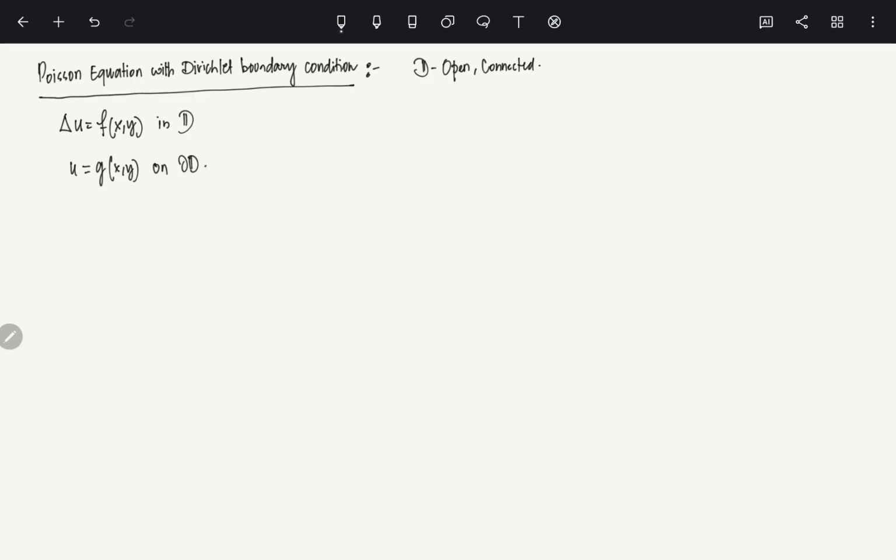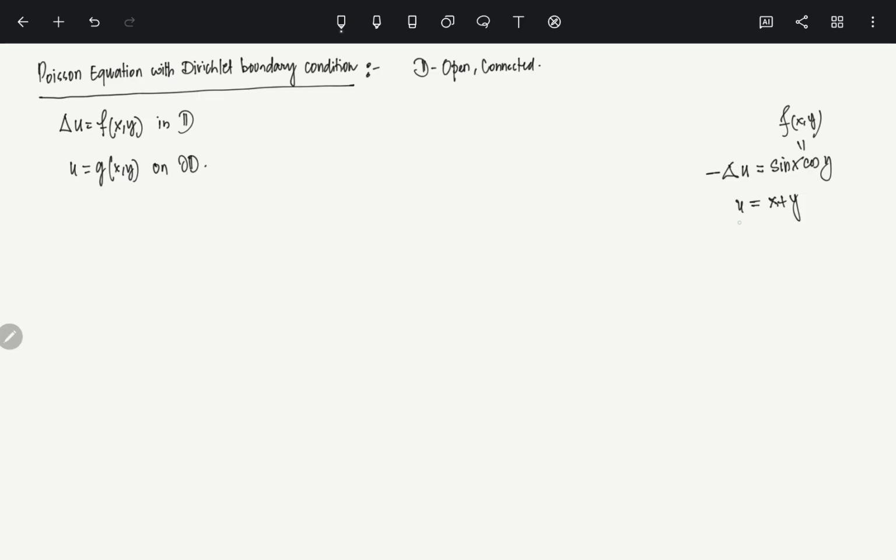As an example, let's understand this. Let's say I give you this problem: Laplacian of u equals something, let's say sine of x cosine y. This is your f of x, y in this case. And it may happen that you are given some boundary data. Let's say the boundary data is x plus y on the boundary.